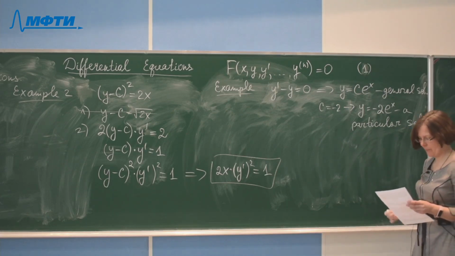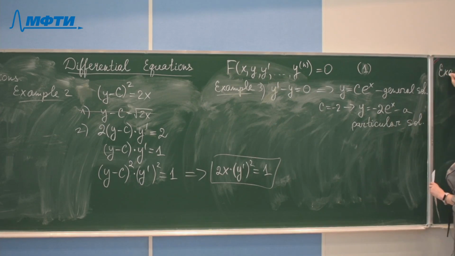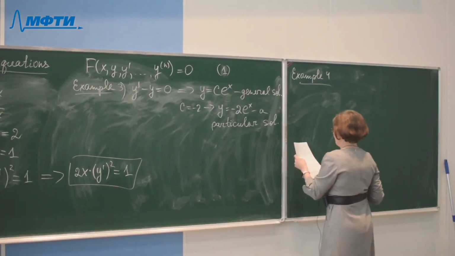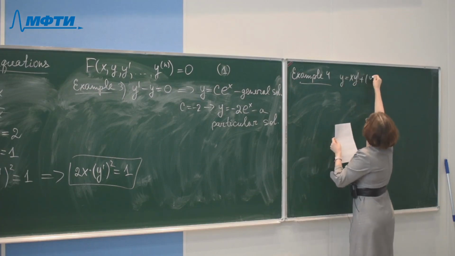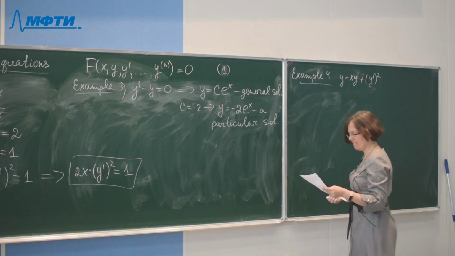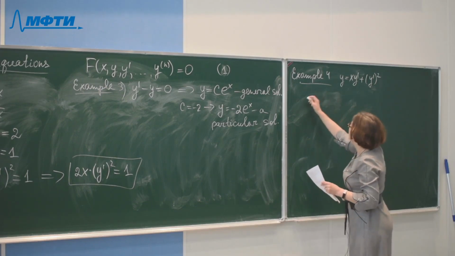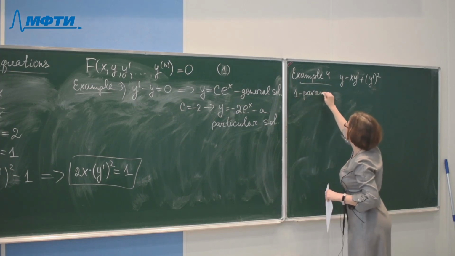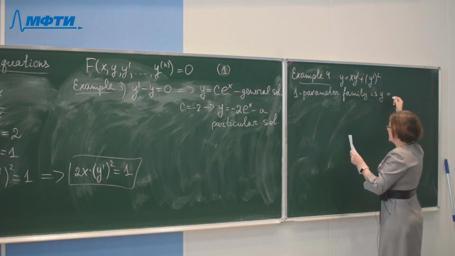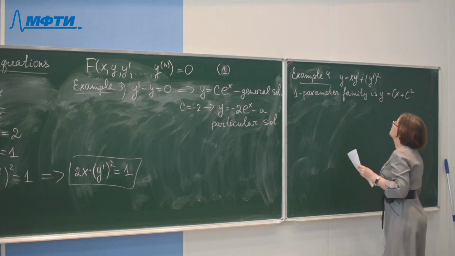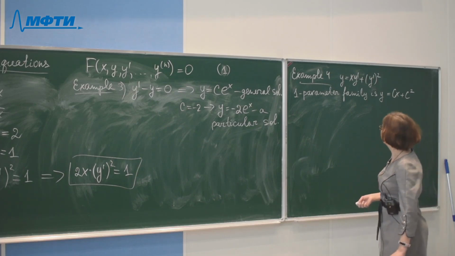But we have some other examples, so let it be example number 3. Let's consider the first order differential equation y equals x y prime plus y prime squared. This differential equation has the one-parameter family of solutions y equals c x plus c squared. Let's check that this is actually a solution.